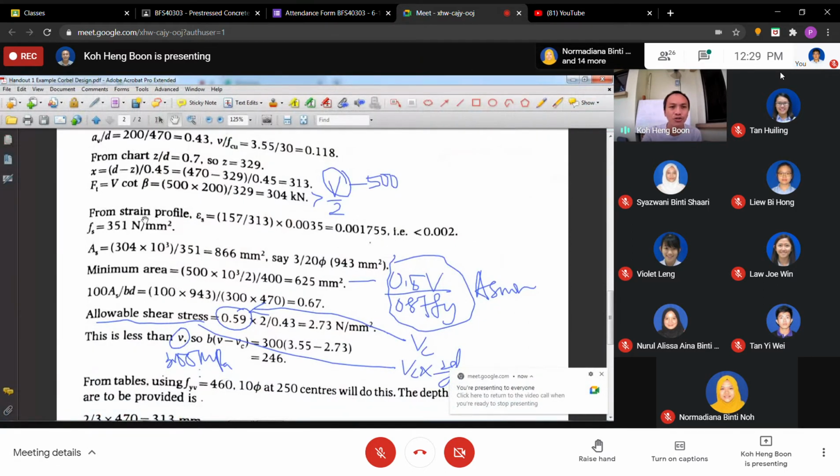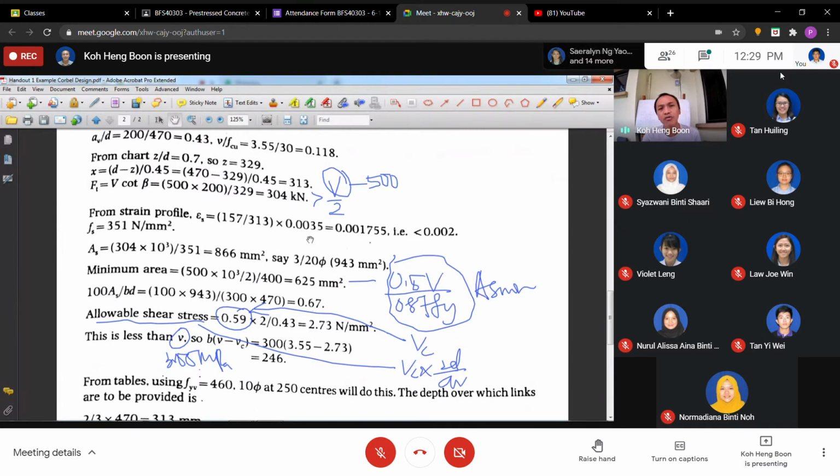So from the strain here, we calculate the strain. We get that it actually is not yielding. It's less than 0.002, something like 0.00207 or what is it? Two something. When the steel yields, then you can use the full strength 460. But if it's not yielding, it means the strain of the steel is less than 0.002.